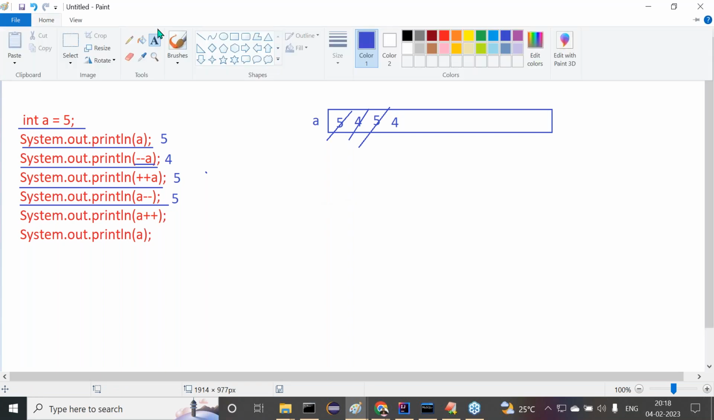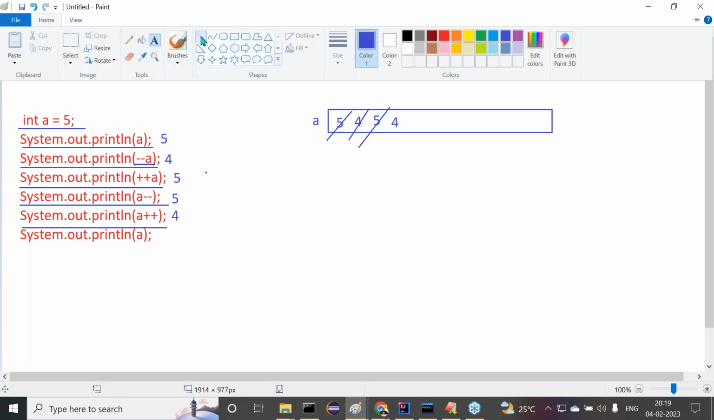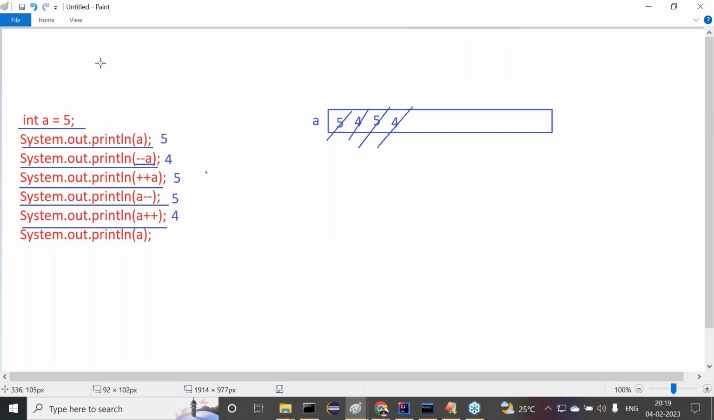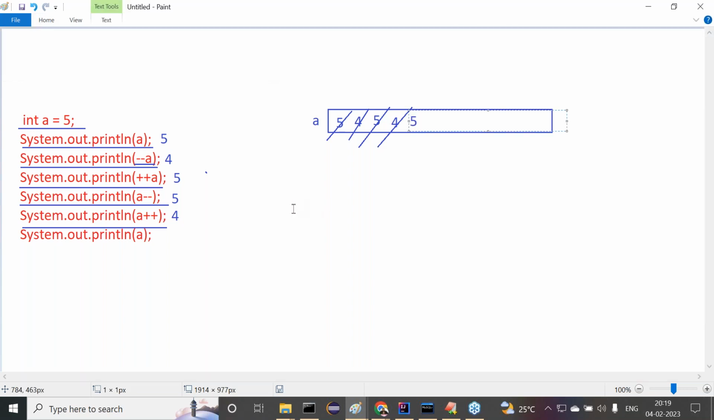Next one is System.out.println of a++. A++ is post-increment. So the current a value will be participated in the expression, and then internally the a value is incremented by 1. 4 is incremented by 1. So now that 4 value is becoming 5.